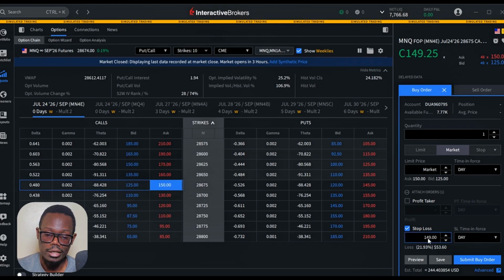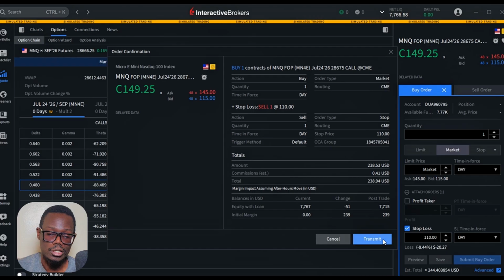So for example, if it's 149 here, I would place my stop at around 100, because remember, between $30 and $50 is a good enough space for a stop loss. So let me say I'm going to place it at 110, like a $110 stop loss. Something like that. This will give the market enough room for that volatility to happen, which will not easily take you out of the market in case the market reverses against you. You can easily just click on submit order from here, and then you hit transmit.